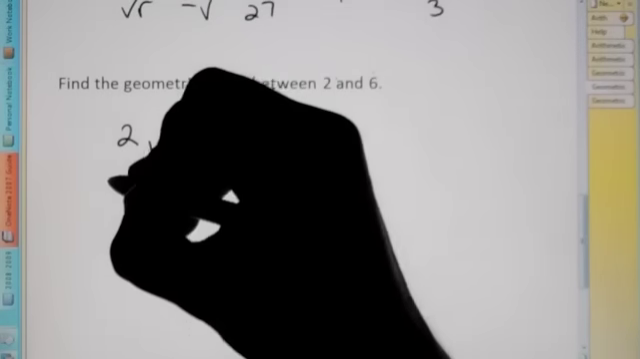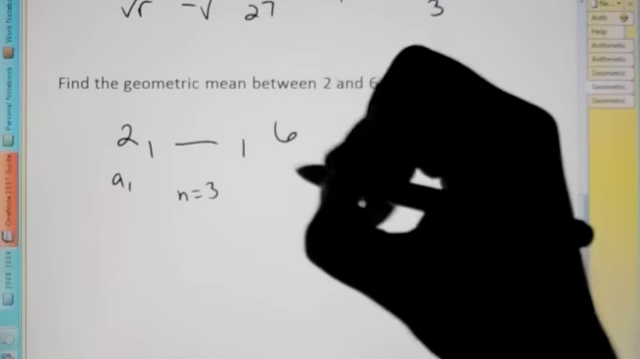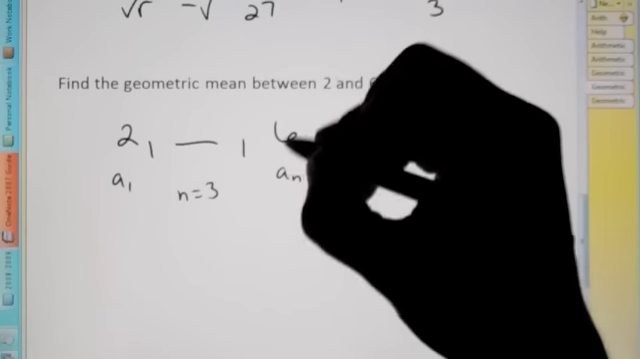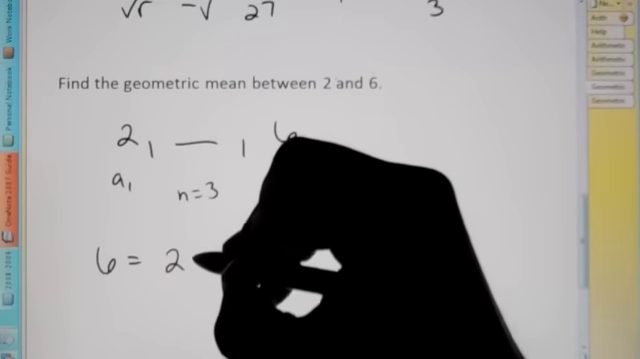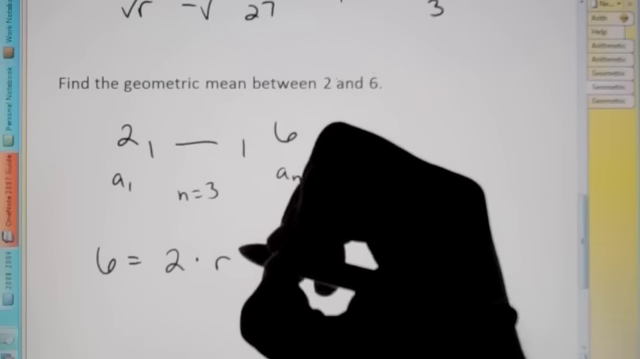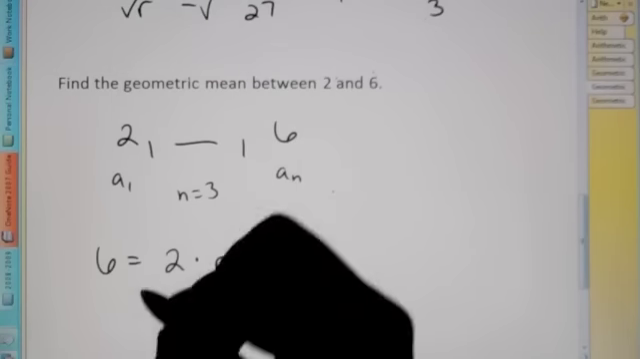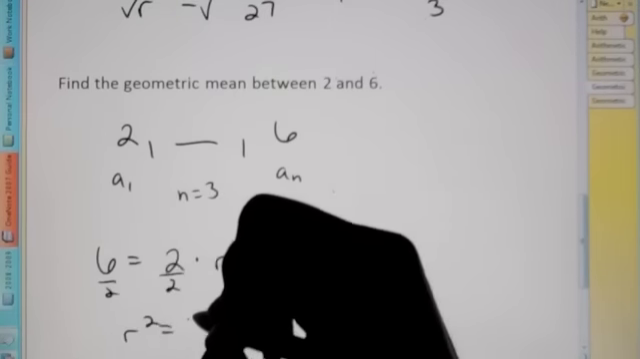So again, this is our a sub 1. N is 3. 3 terms, 1, 2, 3. A sub n is equal to 6. So 6 is equal to our first term times our ratio to the n minus 1. 3 minus 1 is 2. Here we divide by 2. So we get r squared is equal to 3.